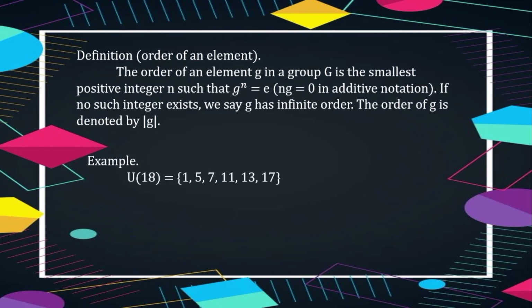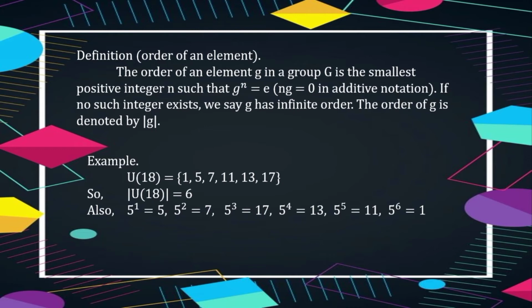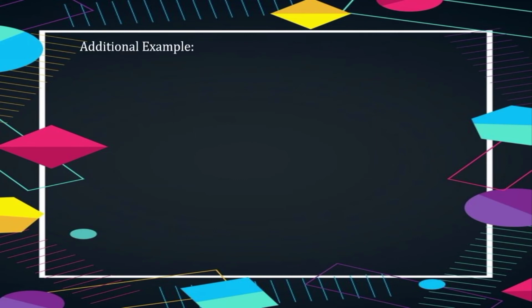For example, U of 18 is equal to 1, 5, 7, 11, 13, and 17. So, the order of the group U of 18 is equal to 6. Also, we can write it by using 5 and finding the modulo 18, which we can have 5 raised to 1 is 5, 5 squared is congruent to 7 mod 18, 5 cubed is congruent to 17 mod 18, 5 raised to 4 is congruent to 13 mod 18, 5 raised to 5 is congruent to 11 mod 18, and 5 raised to 6 is congruent to 1 mod 18. Therefore, the order of 5 is equal to 6.